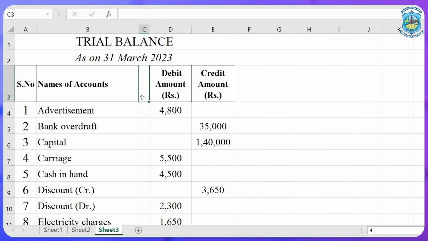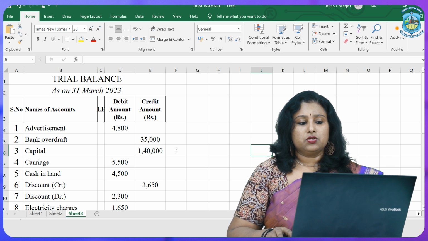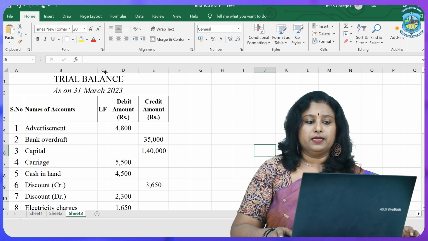Now, what is this particular column? This column is nothing but a ledger folio indicating the page number or the folio number from where these balances have been posted or recorded in the trial balance. So, just for a reference, we put here the ledger folio.